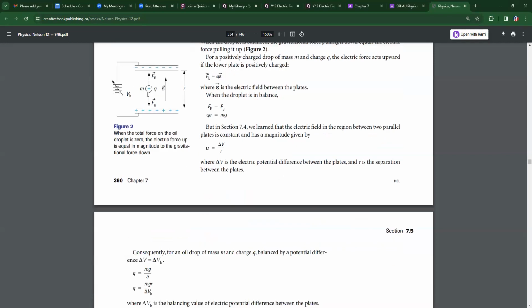So if you change the particle, if for example you have a negatively charged particle, you need to reverse the charge on the plates. Okay.